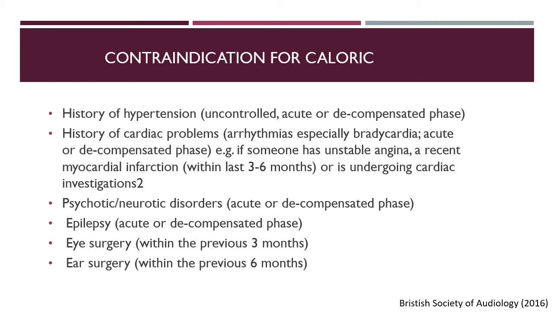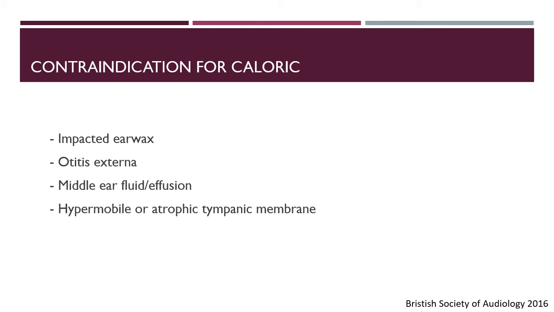Before we run the test, we need to comply with the contraindications for the test. As I show here is a list of contraindications for caloric tests from the BSA. We need to make sure the patient has no history of hypertension, cardiac problems, psychotic or neurotic disorder, epilepsy, eye surgery within the previous 3 months, and ear surgery within the previous 6 months. We also need to make sure the patient has no impacted wax, otitis externa, middle ear fluid or effusion, and hypermobile or atrophic tympanic membranes.